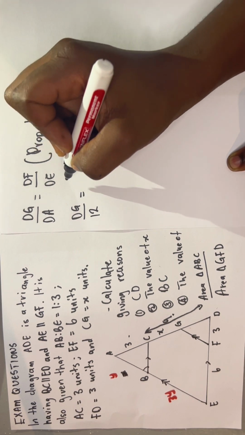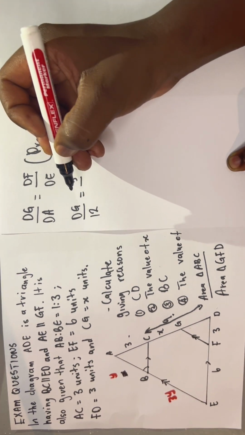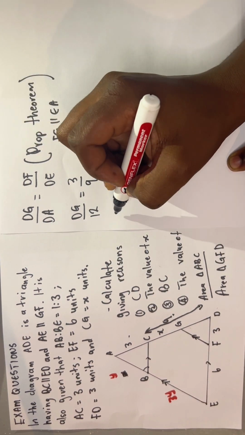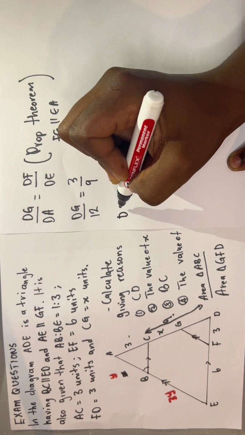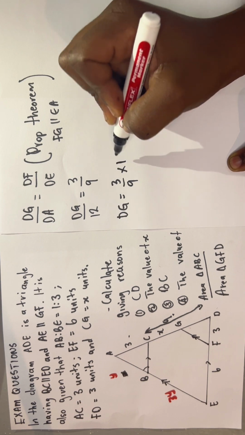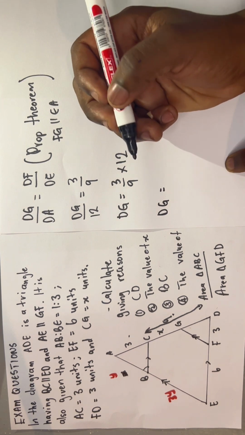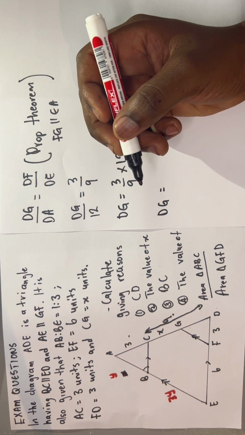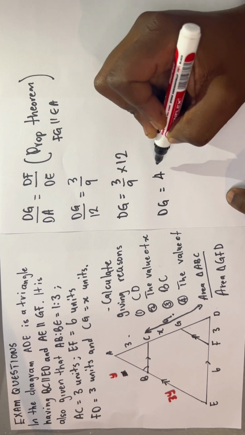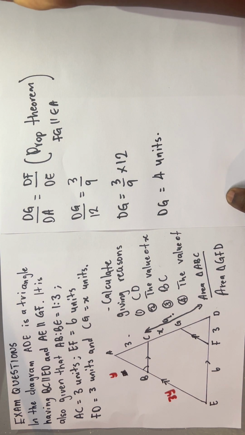What is your DF? Your DF, you were given that this is 3 units over what is your DE. Your DE is 3 plus 6. It's 3 plus 6, which is going to give us what? 9 units. So therefore, which means actually your DG is going to be equals to 3 over 9 multiplied by 12. So which means your value of your DG is actually your 4 units. Your DG is going to be equals to your 4 units.